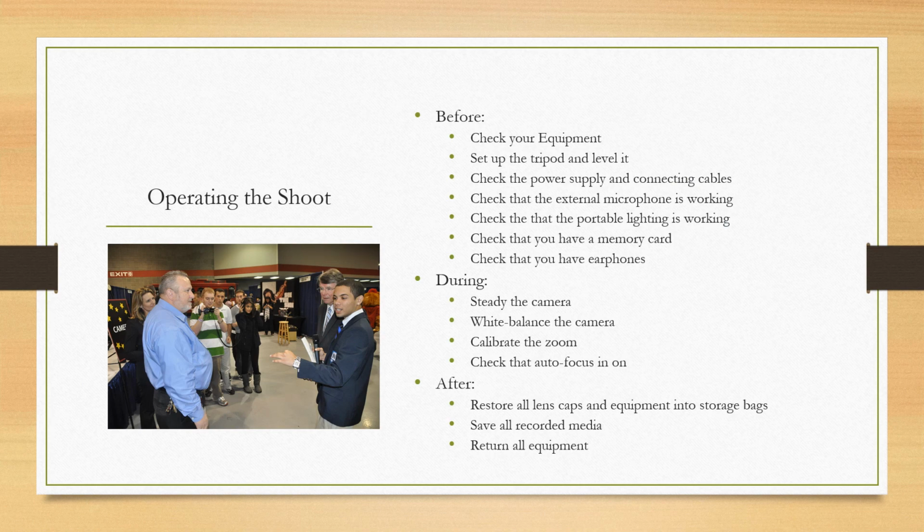So how about when we're operating a shoot? Now again, whether it's with a video camera or still photography, we want to do some things before, during, and after. We want to check our equipment, set up a tripod, and be sure that it's level. If we don't have a tripod, we need to make ourselves a human tripod. We need to have our legs at shoulder width apart with a strong stance and tuck our elbows in so that we can secure the camera against us, either against our chest or up to our eye.